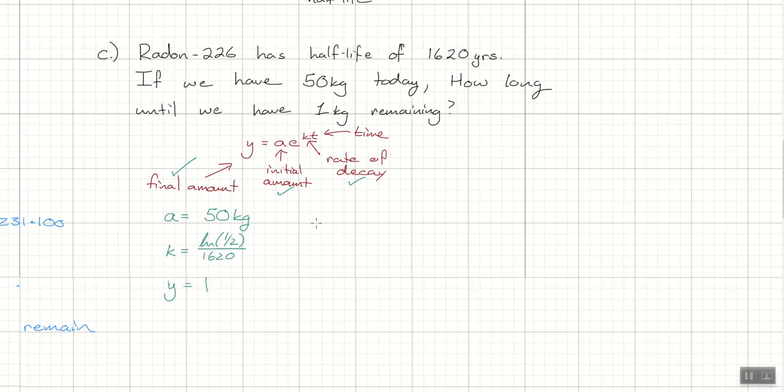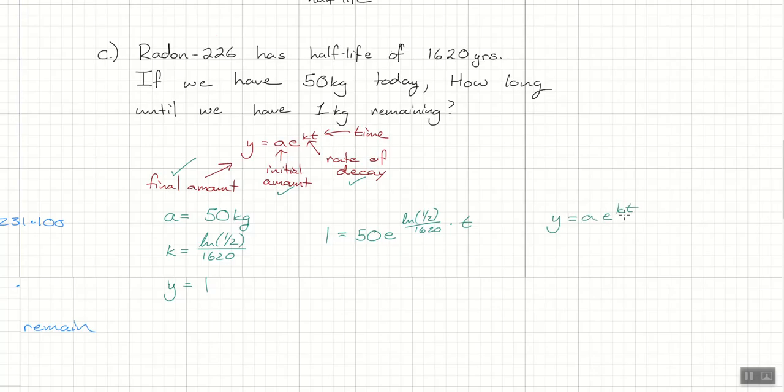As soon as we plug this in, and let's just see what happens. 1 equals AE, so that's 50 times e to the, and this is ugly for a second, natural log of 1/2 over 1620 times t. Can we solve it for t? Alternatively, this is when we plug in and then solve. I always advise that we do it this way. It is entirely up to you, though.